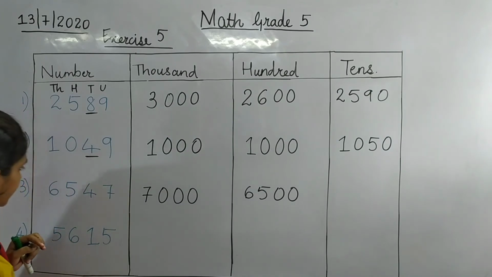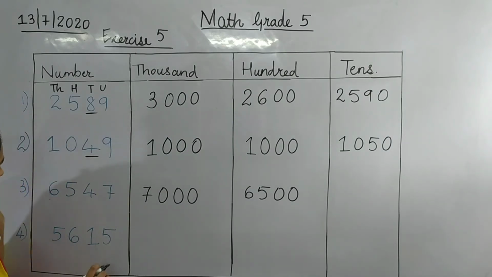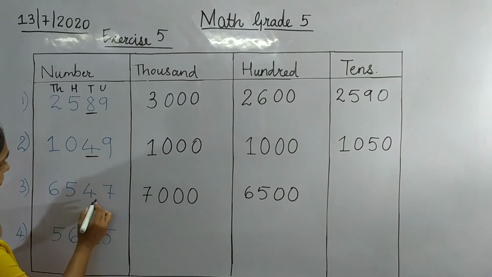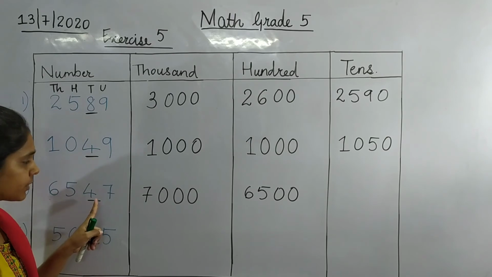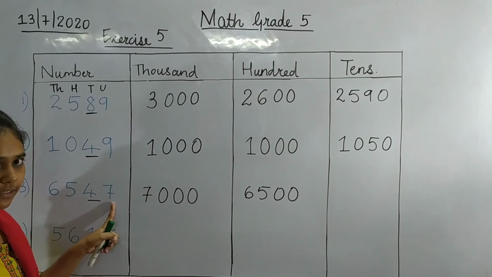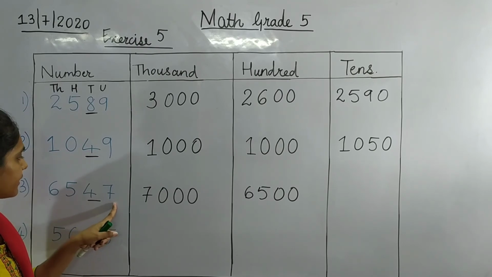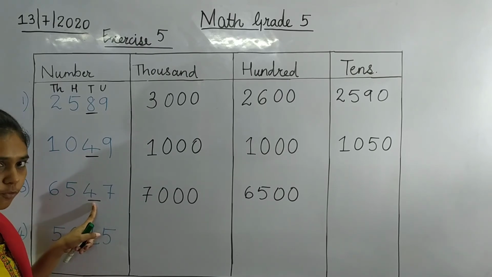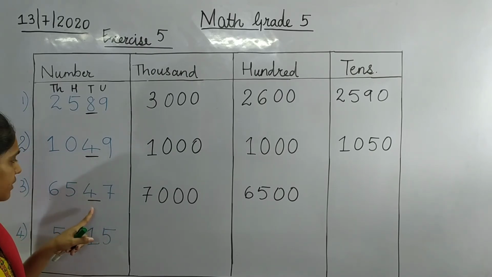Now, sorry, we round it off to the tens place. So the number in the tens place is 4. Now we check the number which is after 4. The number after 4 is 7, and 7 is greater than 5. Yes. So we add 1 to number 4. So 4 plus 1 becomes 5.